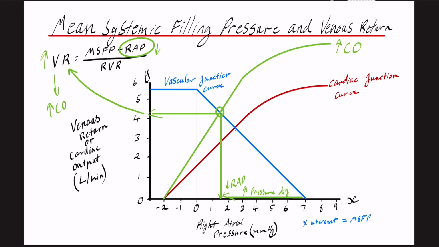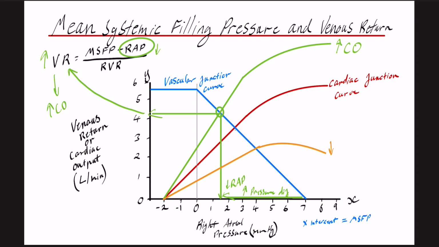And now we've reached a new equilibrium point, or a new steady state operating point, that's led to an increase in our venous return, an increase in our cardiac output, and a decrease in our right atrial pressures. But our mean systemic filling pressure has remained the same, because remember, our vascular function curve has not changed at all. So now let's flip the scenario and go to a cardiac function curve that's lower.